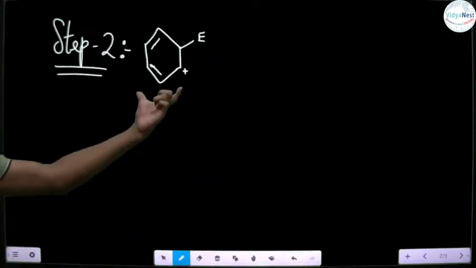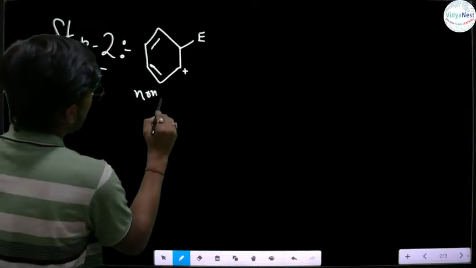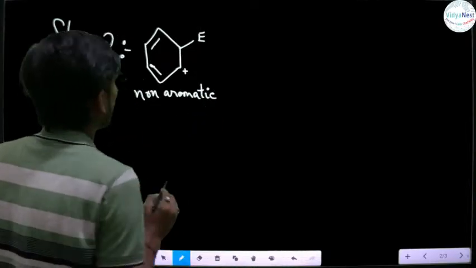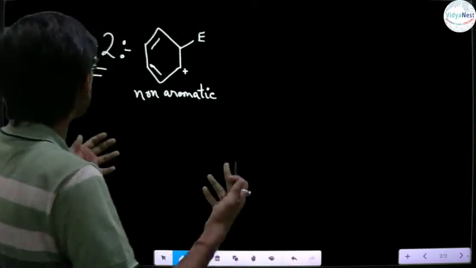So this Wieland intermediate now is non-aromatic in nature, as I have already said. But however, the initial reactant was aromatic. So aromatic to non-aromatic is a non-feasible reaction. So we need to regain aromaticity in this process. So how to regain the aromaticity?